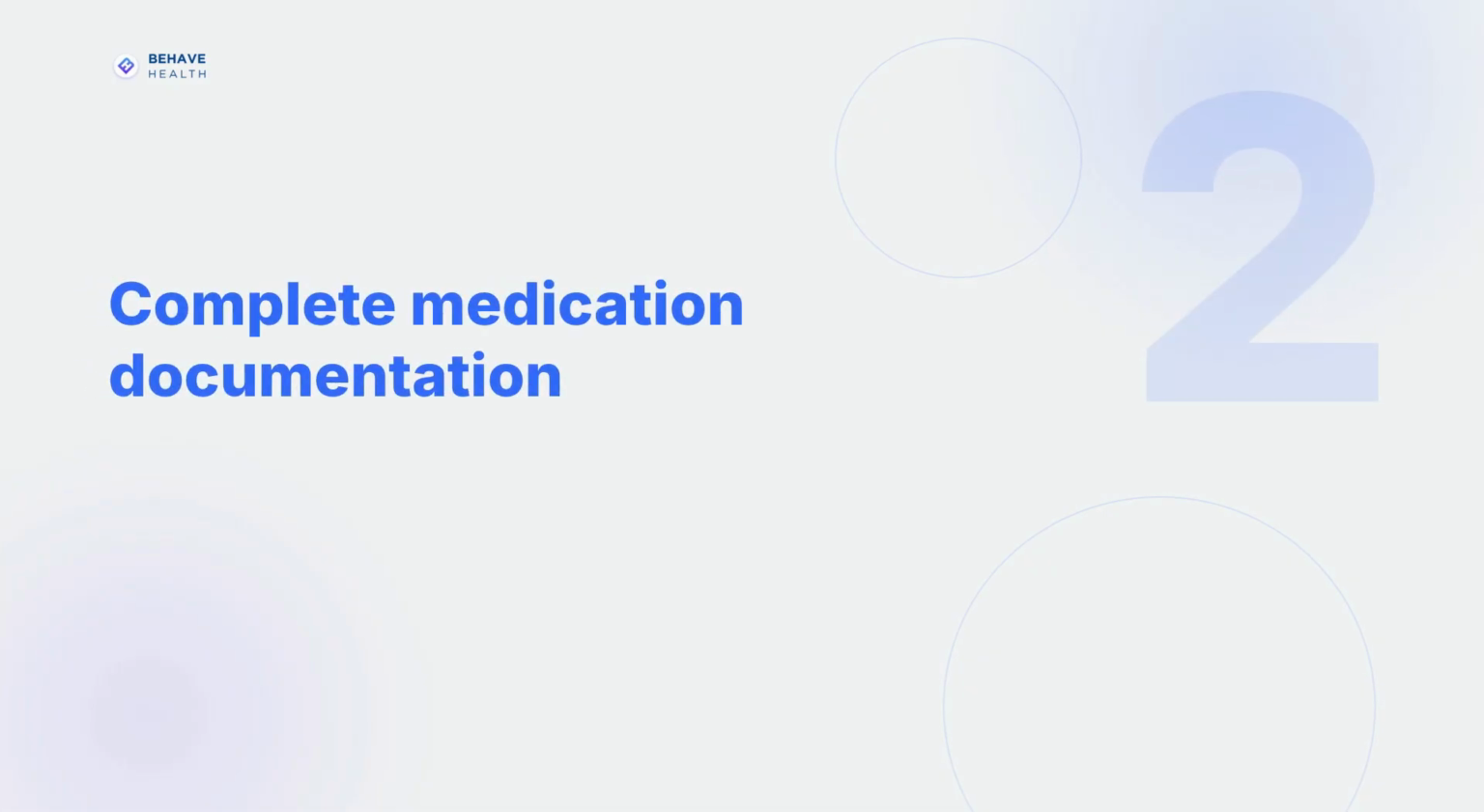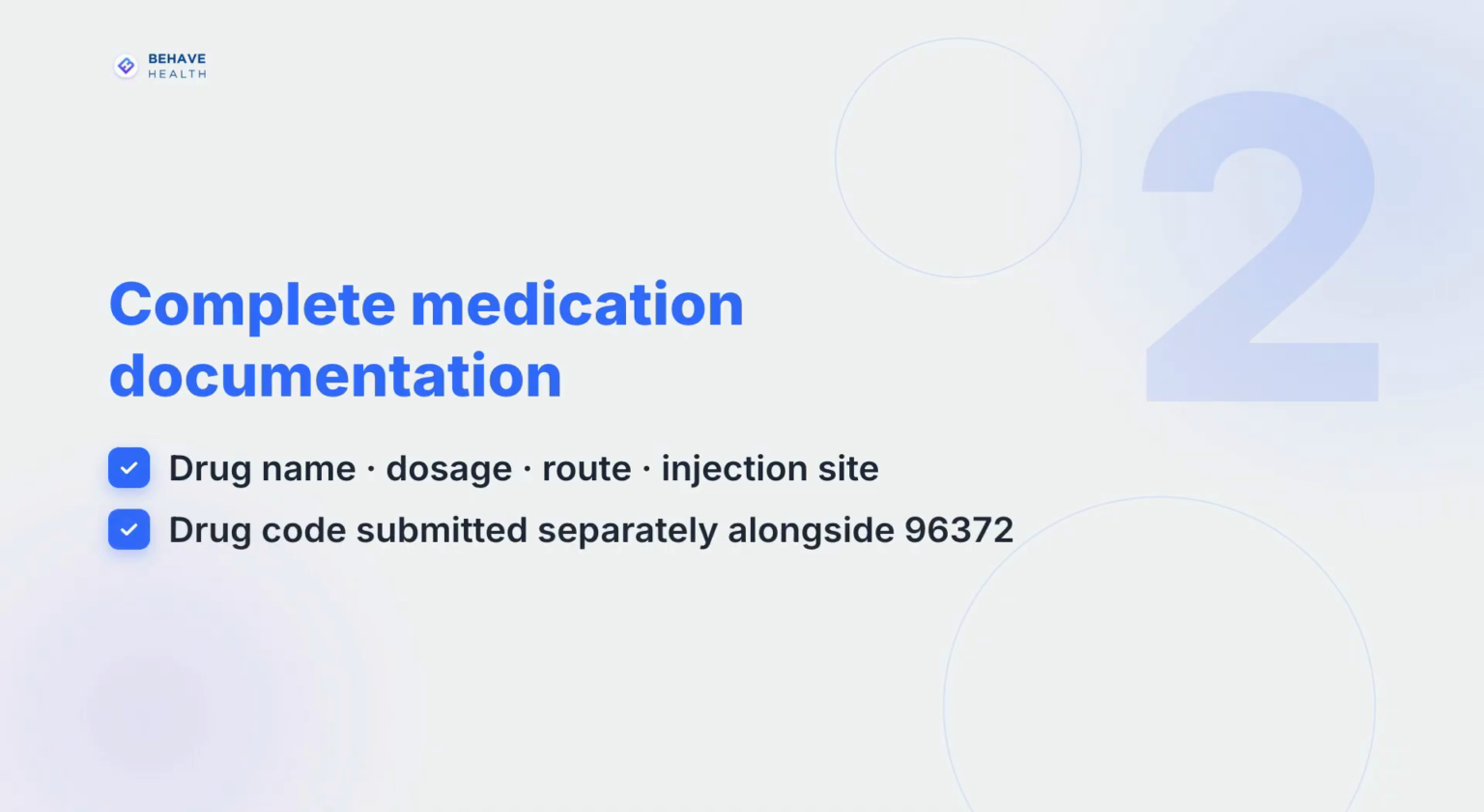Document the medication in full. Record medication name, dosage, route, and injection site in the chart. The drug gets its own separate code on the same claim, never bundled.